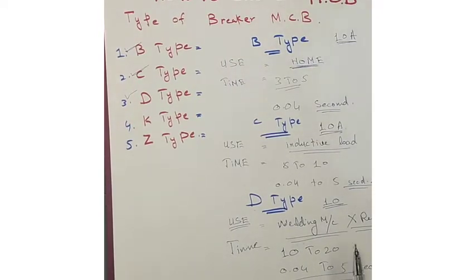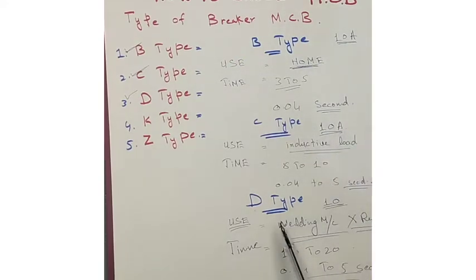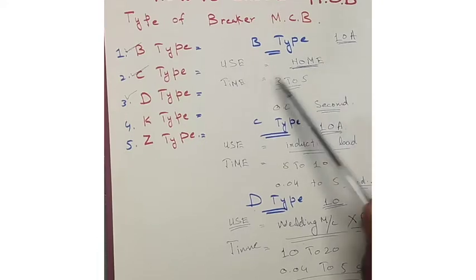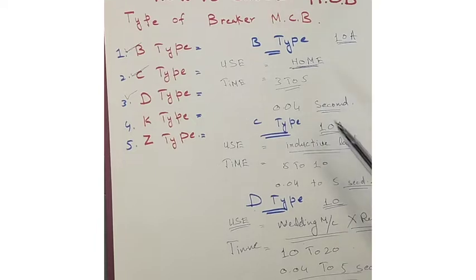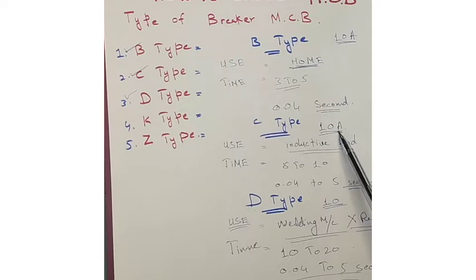So friends, you can understand about B type, C type or D type breakers. Suppose you have a B type breaker, we can use it at homes and the tripping time is 3 to 5 seconds. And the C type breaker, suppose you have any type of induction load, it is 5 to 10 times. Suppose this 10 ampere breaker, you can use with a load in a field, the load will take 5 to 10 times extra, and the breaker will trip in 0.04 second to 5 seconds.